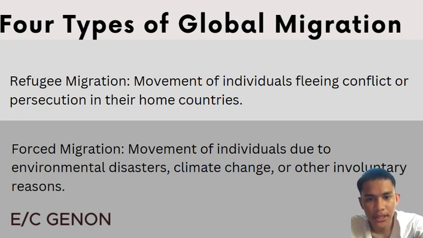Refugee migration is governed by international laws and conventions, including the 1951 Refugee Convention and its 1967 Protocol, which define who is considered a refugee and outline the rights and responsibilities of countries towards refugees. So countries that are signatories to these agreements have obligations to provide protection to refugees within their territories, including access to asylum procedures, basic human rights, and assistance with resettlement and integration.